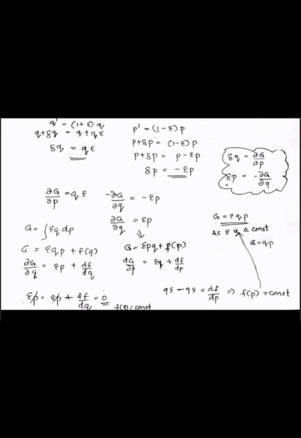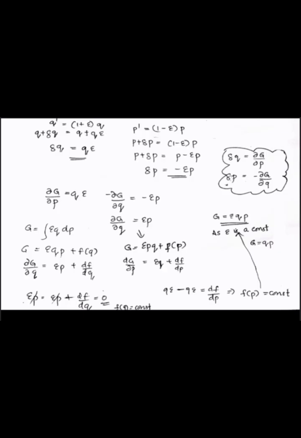Then dg by dp is equal to epsilon q plus df by dp. And we know dg by dp is also q epsilon. So that we can write q epsilon minus q epsilon is equal to df by dp. That is q epsilon minus q epsilon is 0. That means df by dp is 0. That is f of p is a constant.